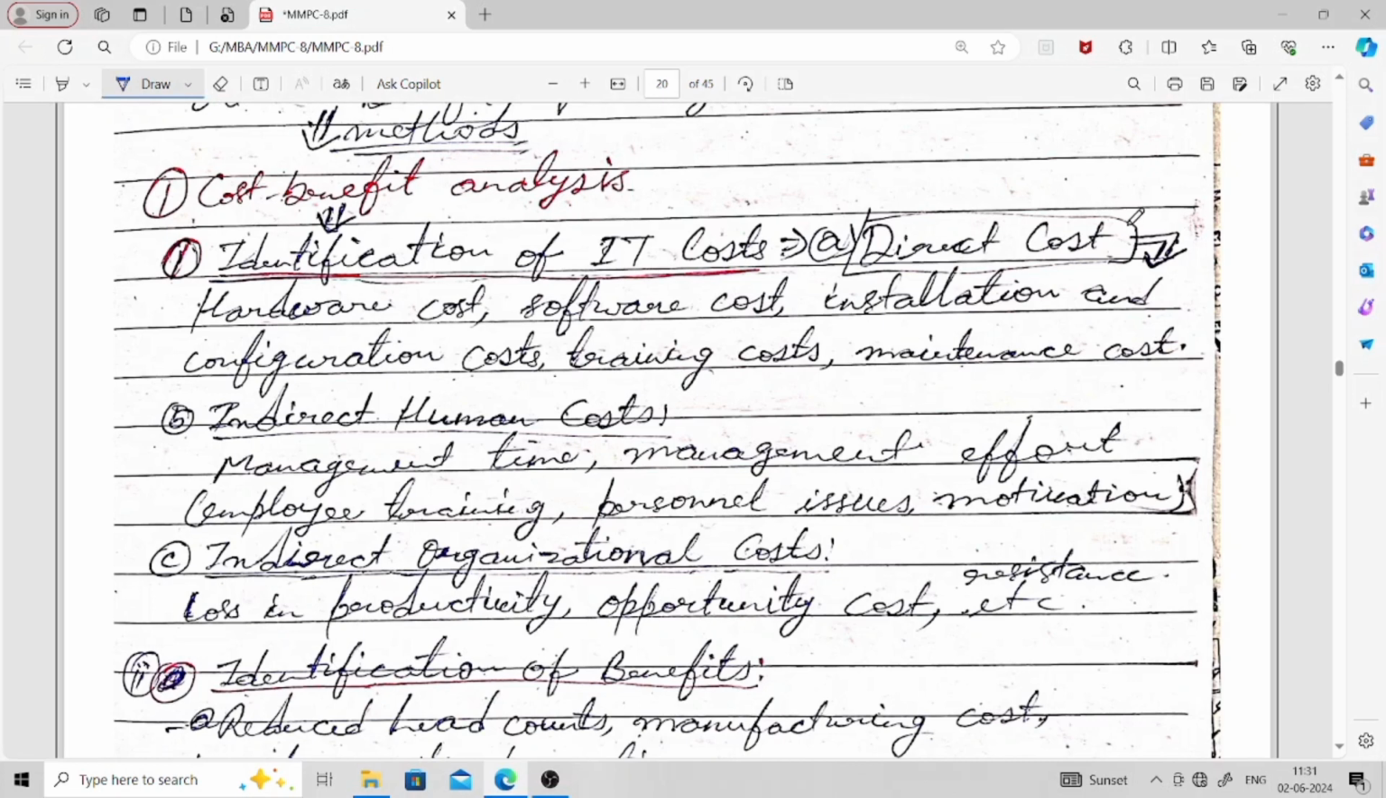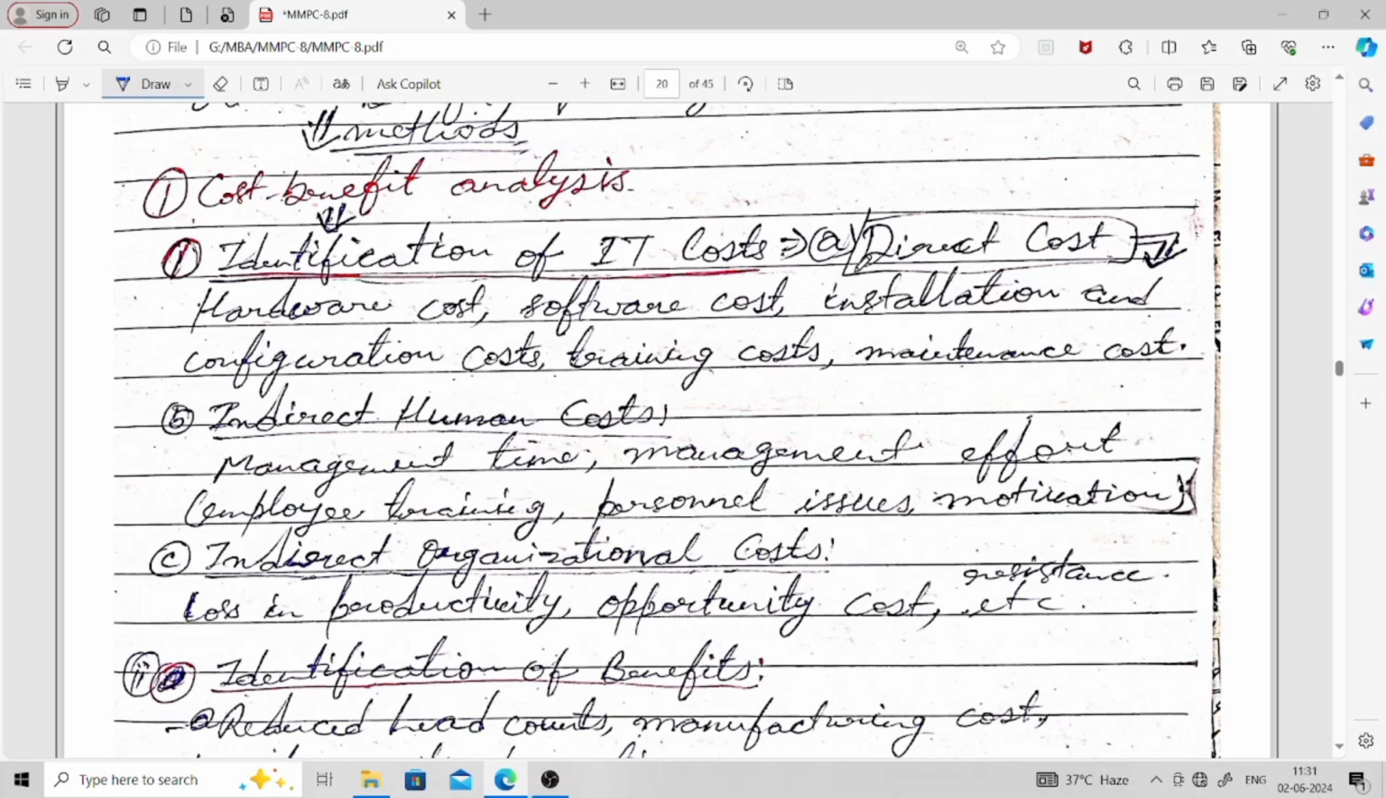Here, first, we are given direct costs. So what are direct costs? Just like hardware cost, software cost, installation and configuration cost, and training cost of the software and the hardware, because it may be possible that people in the organization do not know how to use the computer systems or the software installed on those computers. So that's why some kind of training may be required for them.